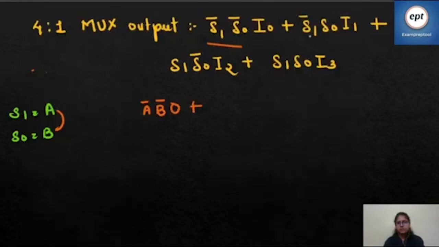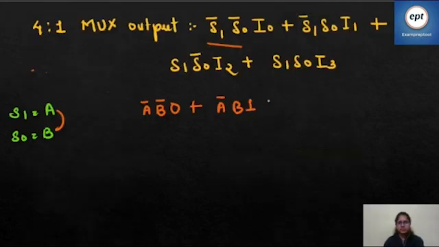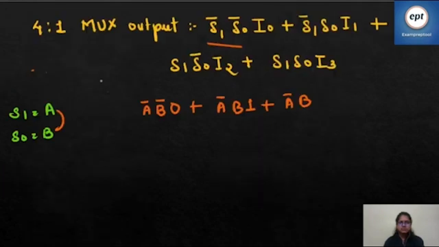Plus now S1 is A bar, S0 is B. What is the input? Here the I1 input is 1, so it will be 1. Plus S1 will be A bar, S0 will be B, and what is the I1? Sorry, this expression we have completed. Now let's look at this.